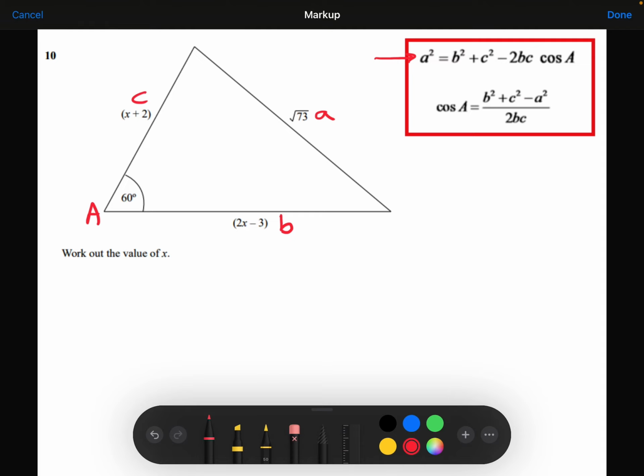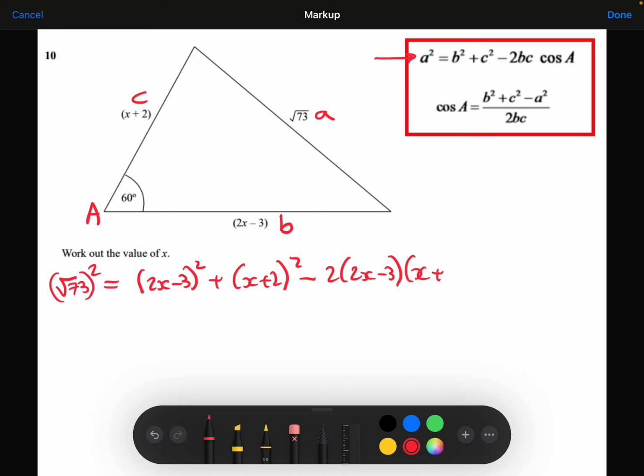So substituting those into the cosine rule, we've got A squared is equal to B squared plus C squared minus 2 times B times C times cos of angle A.